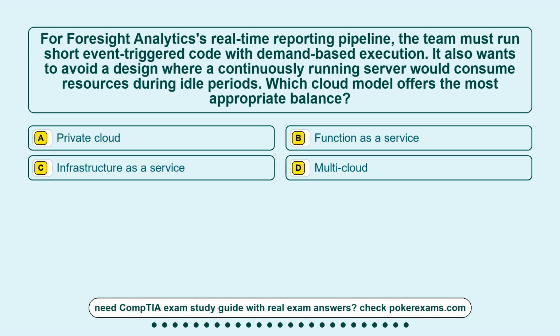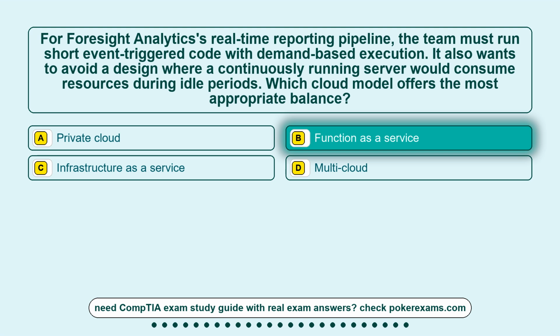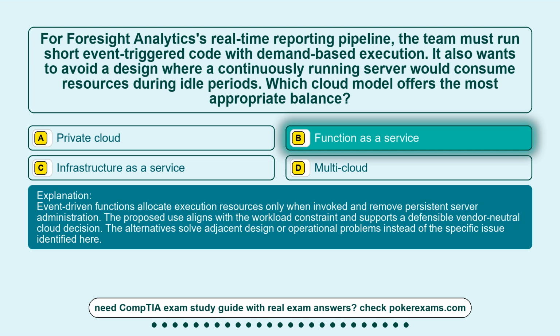Option D, multi-cloud. The correct answer is option B, function as a service. Event-driven functions allocate execution resources only when invoked and remove persistent server administration. The proposed use aligns with the workload constraint and supports a defensible vendor-neutral cloud decision. The alternatives solve adjacent design or operational problems instead of the specific issue identified here.